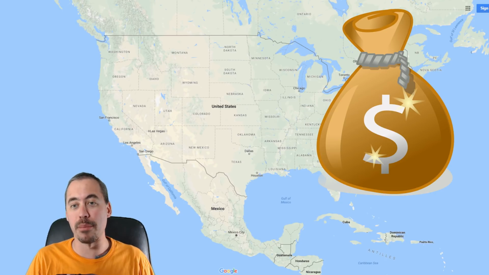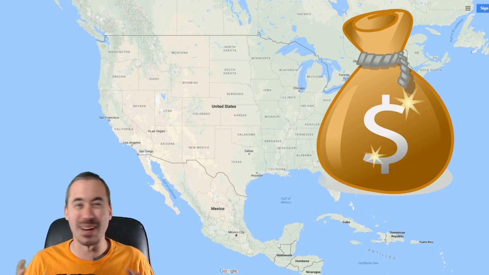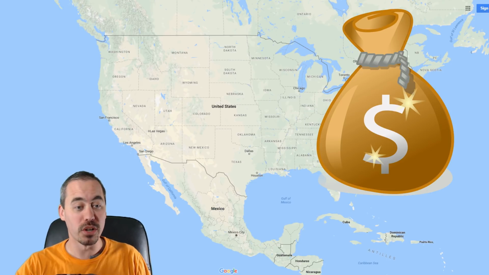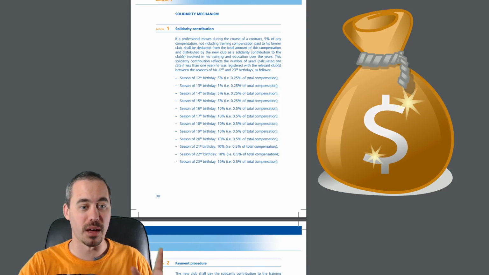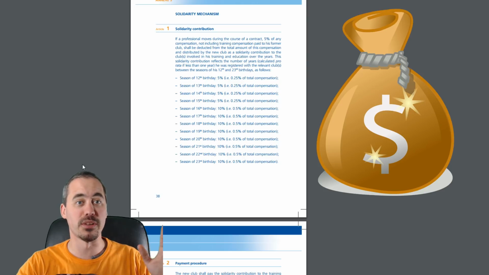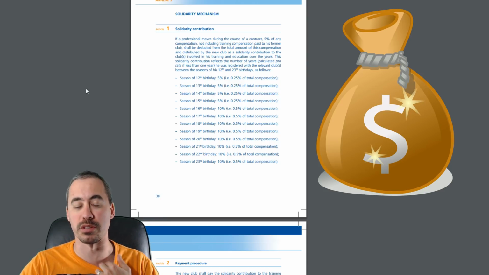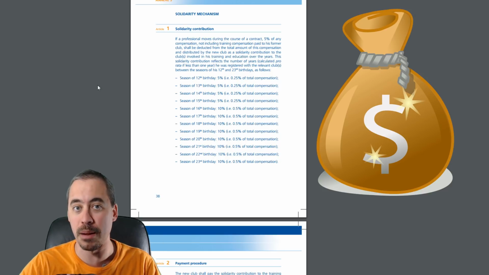So solidarity payments was this thing that I'd heard about, but I didn't know much about. But it turns out it's a pretty freaking big deal. I wanted to show you one thing. This is FIFA's documents on the regulations on the status and transfer of players, which is commonly referred to as the RSTP.